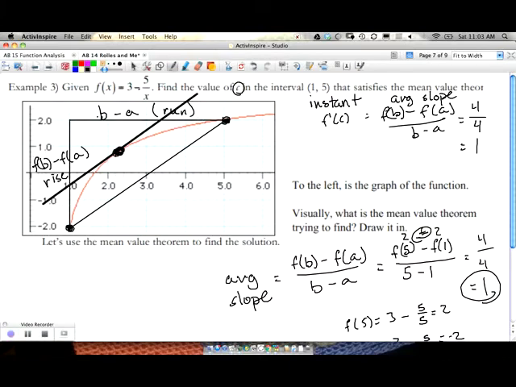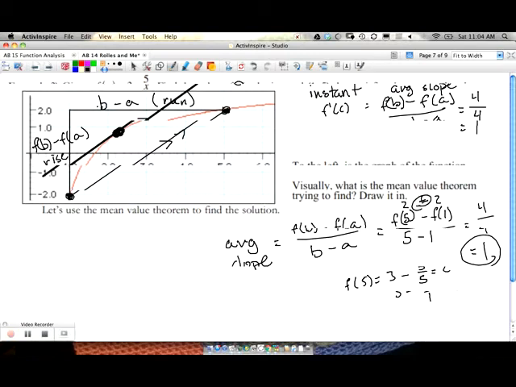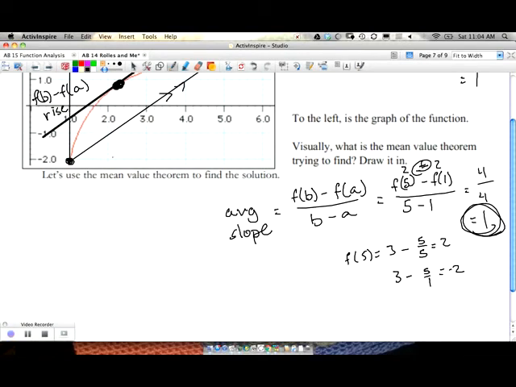Somewhere about here is where these 2 lines would be parallel, where the 2 slopes would be the same. So I know the slope has to equal 1. How could I find that instant slope? I want to find the instant slope, or the instant rate of change, equals 1.